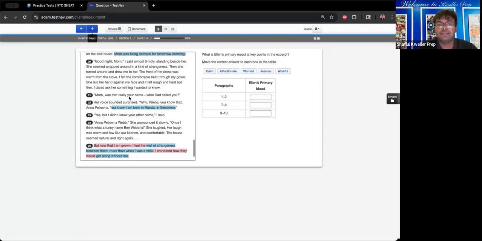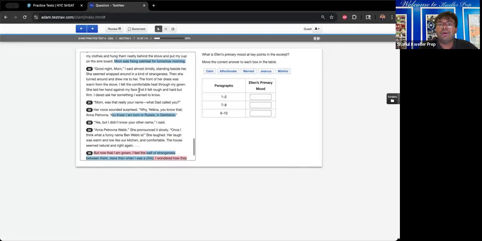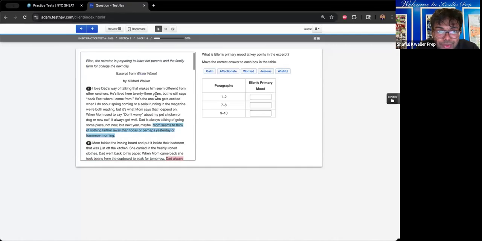Okay, is that it? Oh my God, there's one more. What is Ellen's primary mood at key points in the excerpt? Move the correct answer to each box in the table. Okay, paragraph 1 and 2.